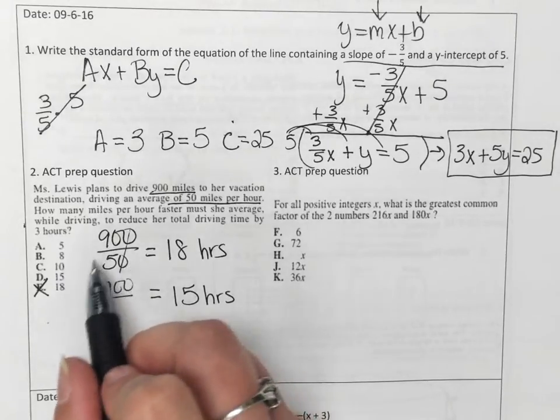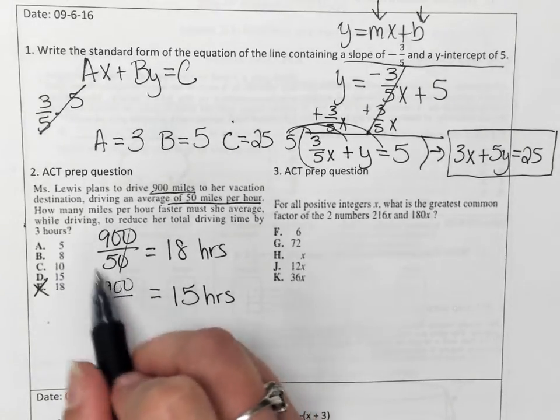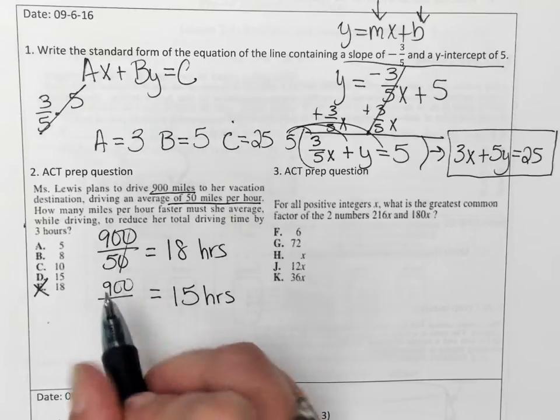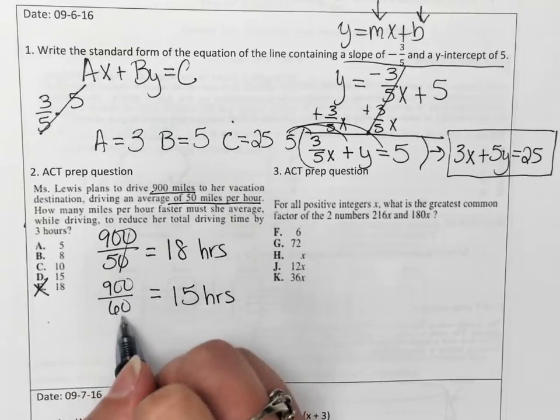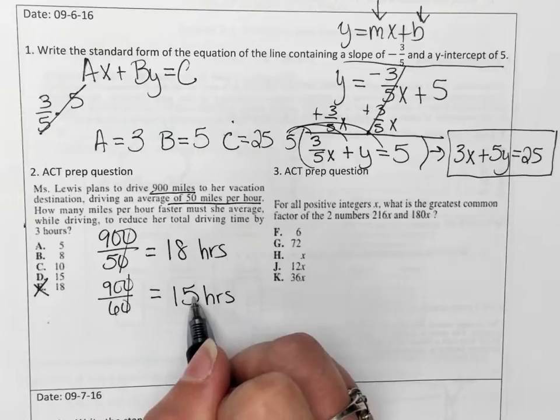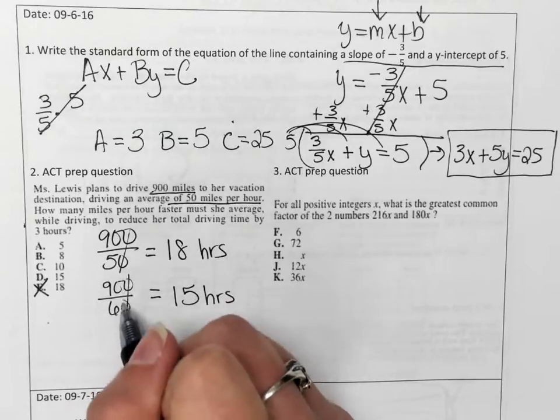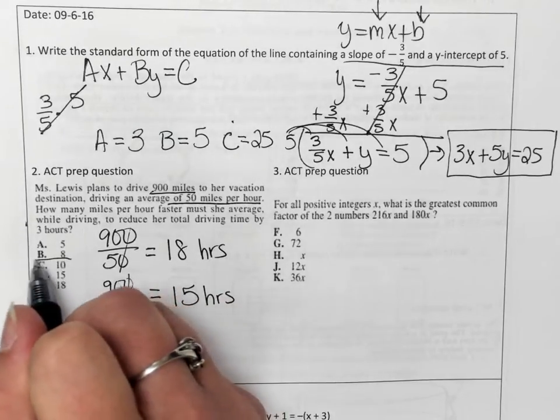So if you're going to go faster, what's faster than 50? What do you want to try? You want to try 60? Okay. So what's 900 divided by 60? Is that 15? There you go. So how much faster is that? 10 miles per hour faster, right?